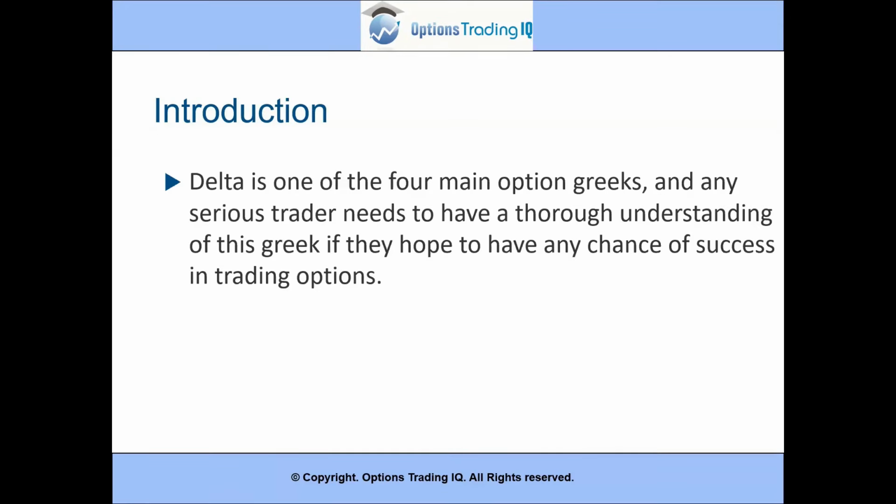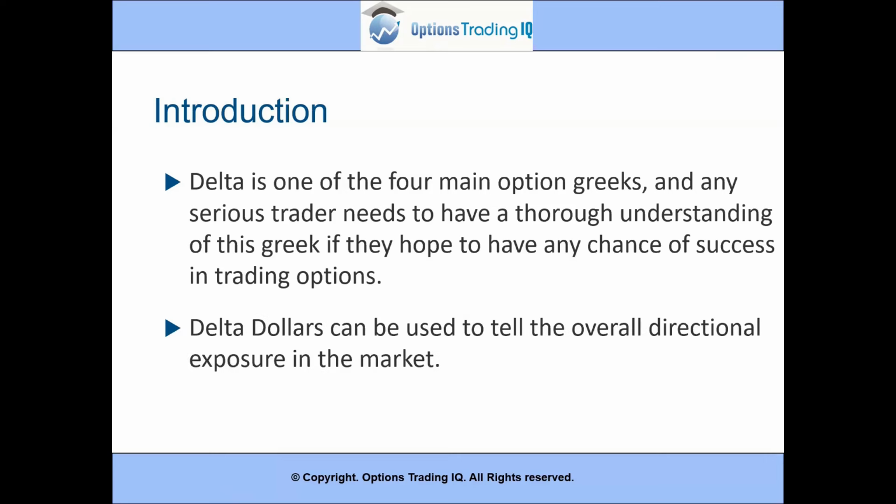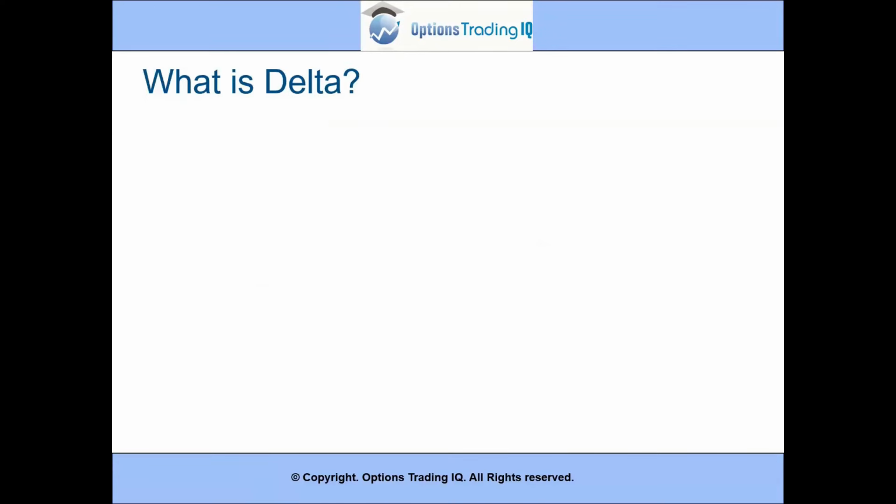So delta is one of the four main option Greeks, and any serious trader needs to have a thorough understanding of this Greek if they hope to have any chance of success in trading options. Delta dollars can be used to tell the overall directional exposure in the market. So we're going to take a look at what delta dollars is and how to use that. But first, what is delta?